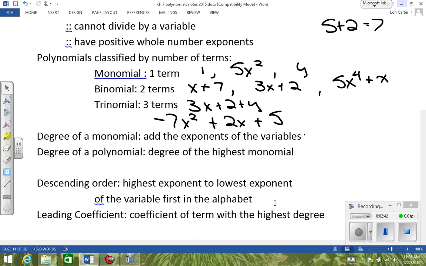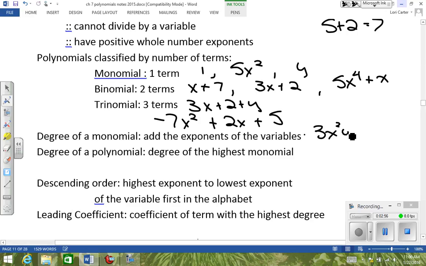Okay, degree of a monomial is how many variables there are, how many you actually have. So if I gave you 3x squared y cubed, how many x's are there? X squared, there's 2. How many y's? 3. So the degree of that term is 5. When I ask you for the degree, you add all the exponents.